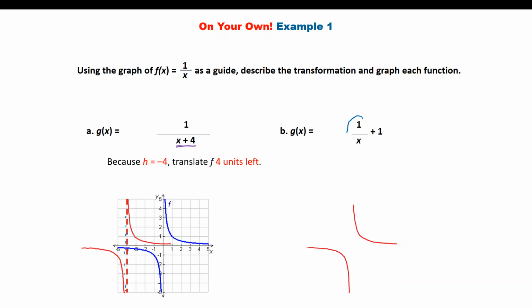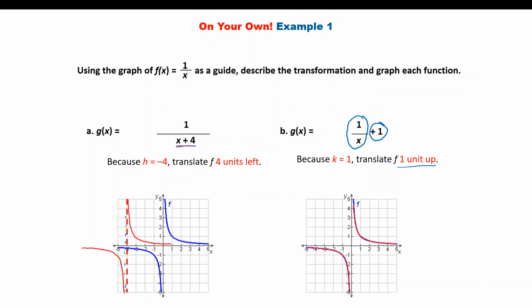Notice that this is my original function, and all I've done is added 1 to it. So that should be relatively obvious to you. That's a vertical translation, 1 unit up. So here is f of x equals 1 over x, and then to move it 1 unit up, we simply move it 1 unit up. And that's all there is to it. And now notice this time my asymptote did not change at all. It stayed in the exact same place.